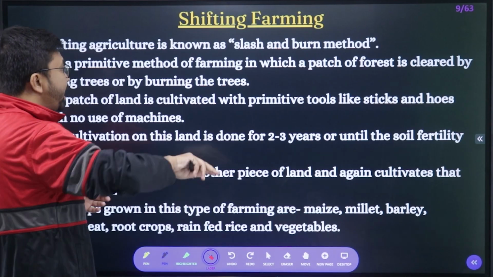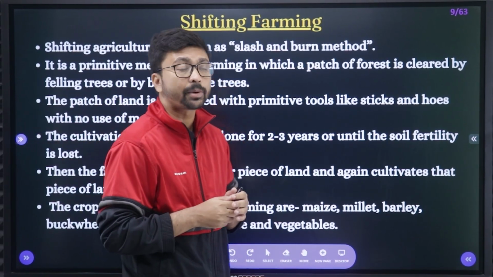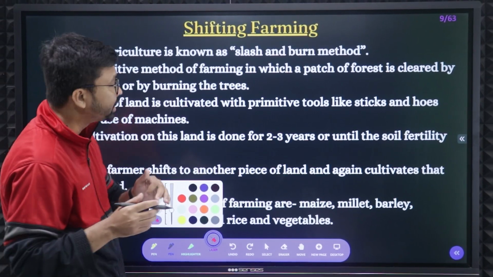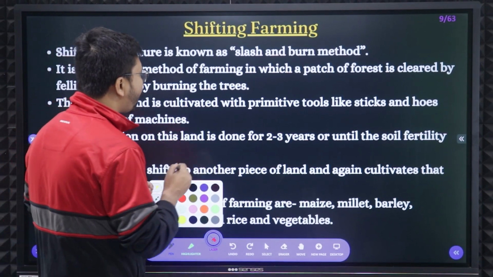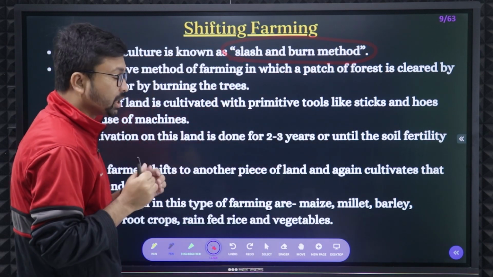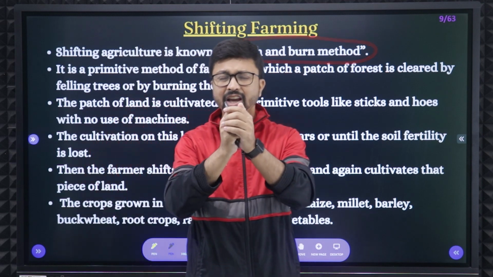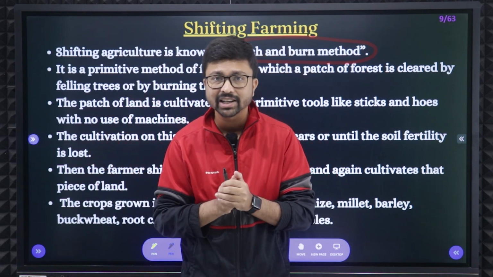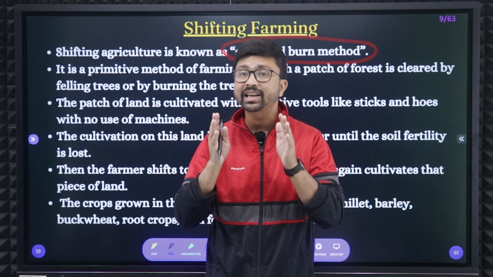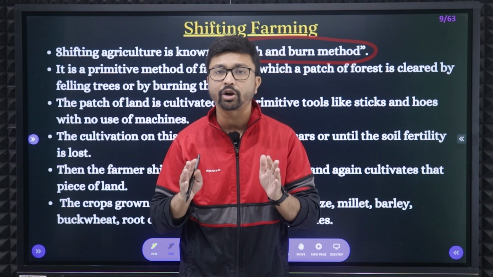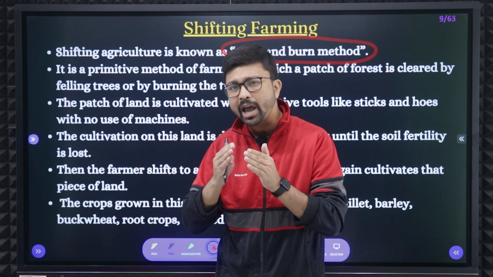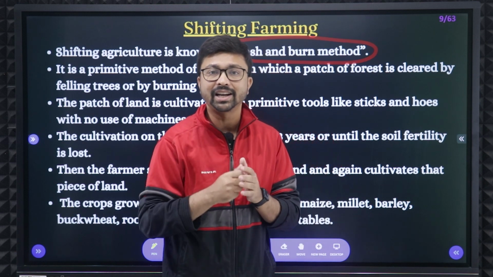So the first type of agricultural activity they did is called shifting farming. What are the features of shifting farming? You need to know in detail. But before that, you need to focus on one term. Shifting cultivation is also known as slash and burn method. Now what is that? Here the farmers will select one piece of land, and as I said, that was the primitive time. So there was no such agricultural land at all. The whole area was full of natural vegetation. Remember, this is the time when agricultural activity just started.